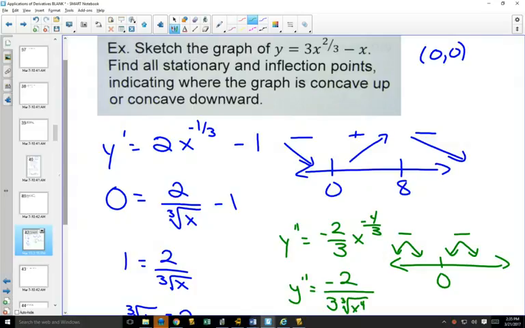All right, we will complete this graph tomorrow. It's so exciting what's going to happen at 0, but you're going to have to wait.